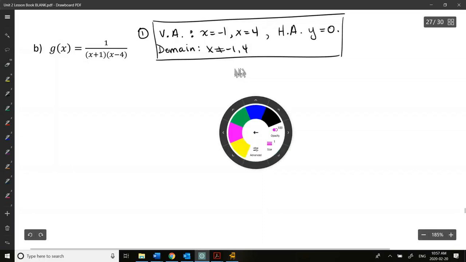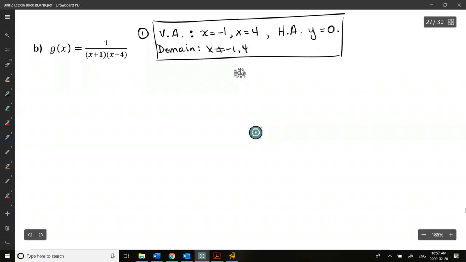Okay, second part, I want to know where this function is equal to 0 to find the x-intercepts to start. Right, so is 1 ever going to be equal to 0? So this actually will never be equal to 0, so therefore there's no x-intercepts for this one. Why does this make sense based on our information above? Essay?